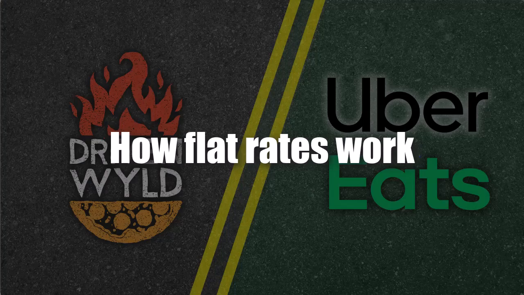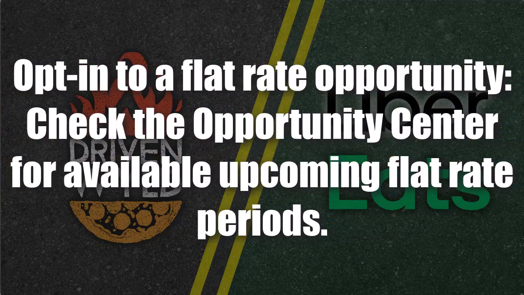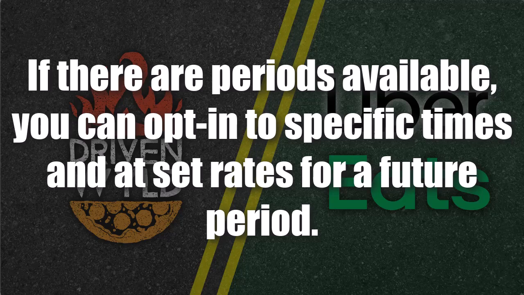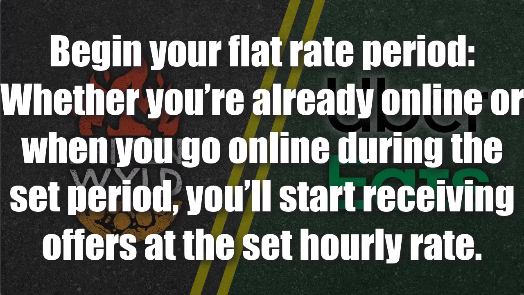How flat rates work. Opt into a flat rate opportunity. Check the Opportunity Center for available upcoming flat rate periods. If there are periods available, you can opt into specific times at set rates for a future period. So it isn't like the normal Uber experience where you just click go and start driving. You have to sign up for it specifically. If you don't see the tab, that just means there isn't any available at the moment. I got the notification for this and I didn't see this available, so don't be surprised if that happens to you as well.